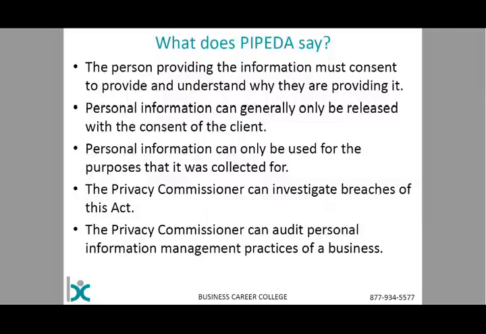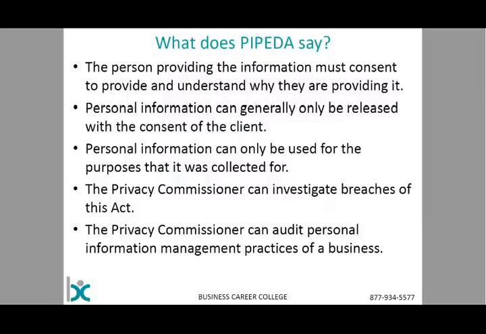The fourth part of the Act is the role of the Privacy Commissioner. Basically, the Privacy Commissioner can investigate breaches of the Act. So they look into any problems that may come up in regards to a complaint or poor storage of information. In addition to that, the Privacy Commissioner can audit personal information management practices of a business. Now, that doesn't mean that the Privacy Commissioner necessarily has access to anyone's specific private information. It's specifically the information management practices of a business.